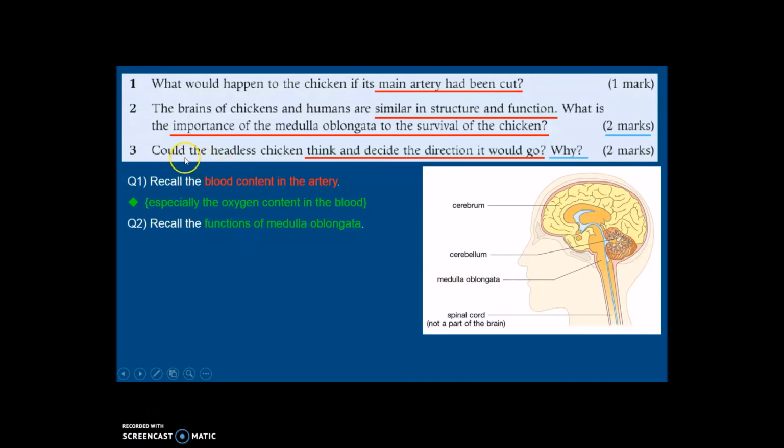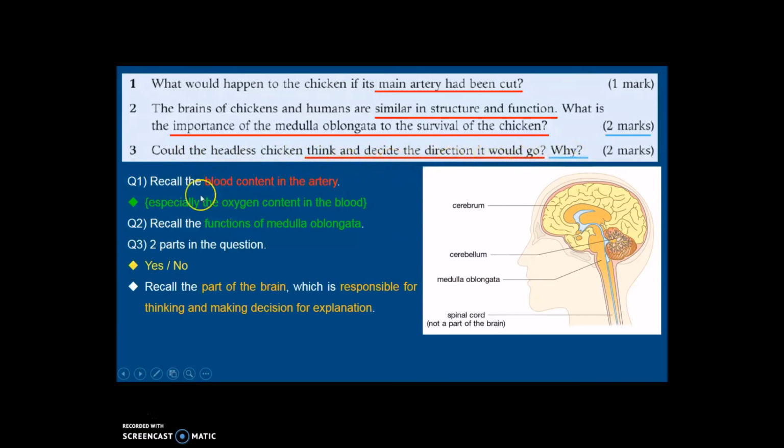And for the third question: could the headless chicken think and decide the direction it would go, and why? For this question there are 2 parts. The first part: could or could not, yes or no. And then the second part: why, that means you need to recall the reason. My hint is that you need to recall the part of the brain which is responsible for thinking and making decisions. For the brain, there are the cerebrum, cerebellum, and medulla oblongata. So which part is really responsible for thinking and making decisions?